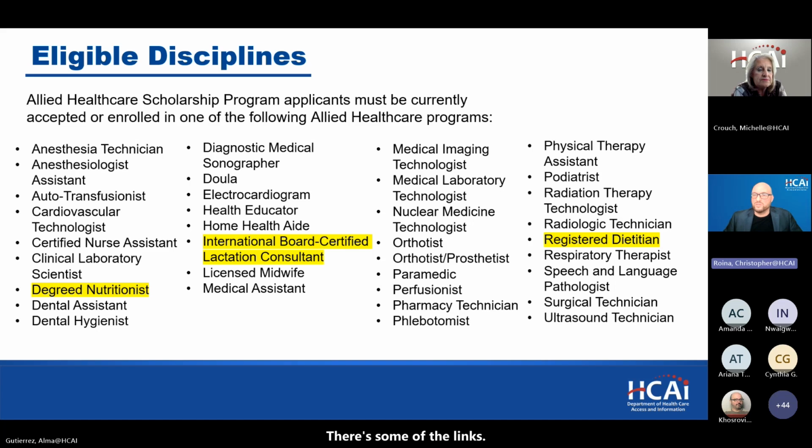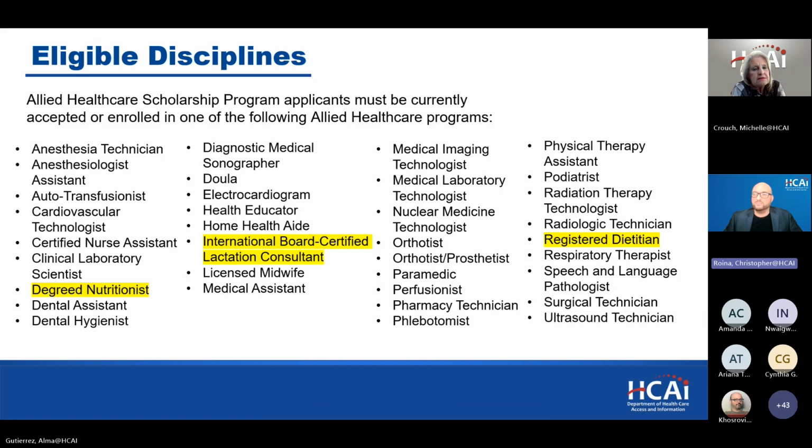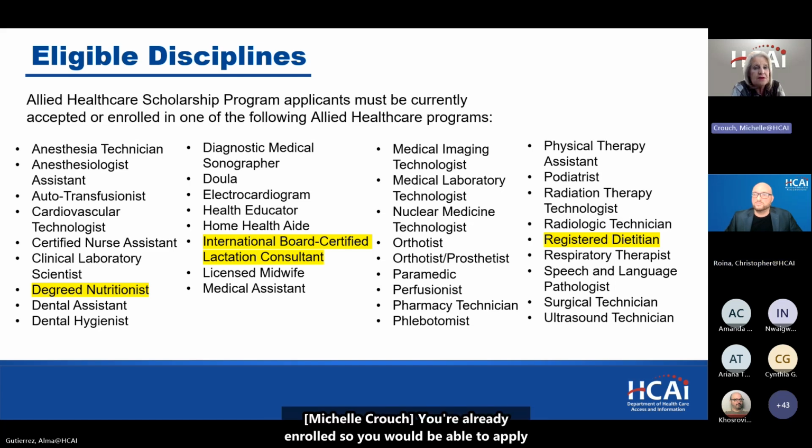Okay. There's some of the links. So what I'm understanding is that I would have to be enrolled in a program when I would be applying for the scholarship. I can't be finished, then apply, correct? Correct. Yeah, you have to still be in school. We have loan repayment programs for when you are out of school and working. I already started my program in August. Can I still apply? You're already enrolled, so you would be able to apply as long as you do not graduate until after March 2025.